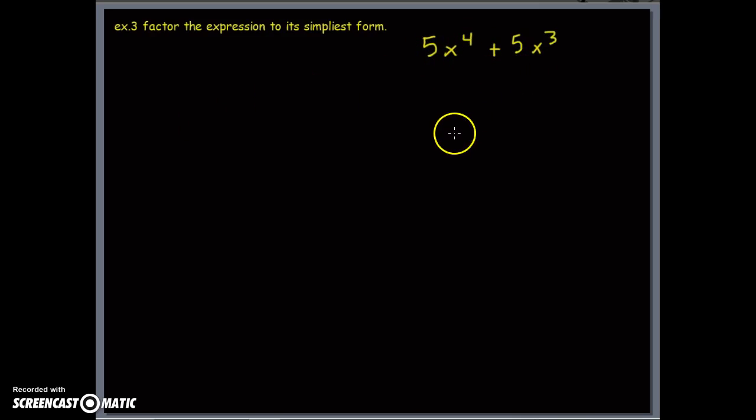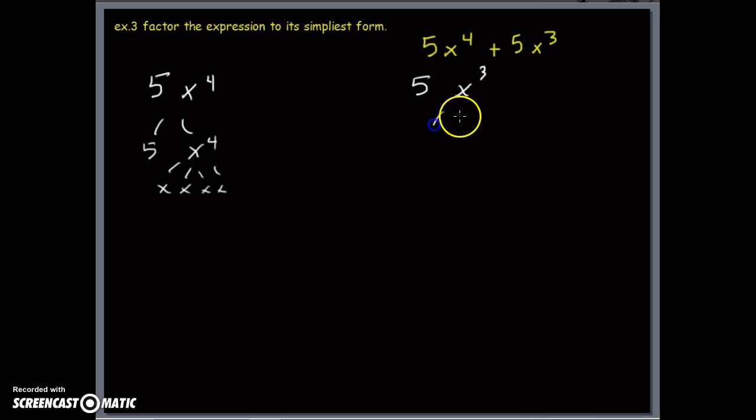Example number 3. So here we have 5x to the fourth power plus 5x to the third power. So 5x to the fourth and 5x to the third. A lot of you guys have already identified that the common factor for the number part of this is 5, and you are absolutely right. 5 is a prime number, so we can't further factor 5. We just have 5 times x to the fourth, and then obviously there's 4 x's being multiplied.